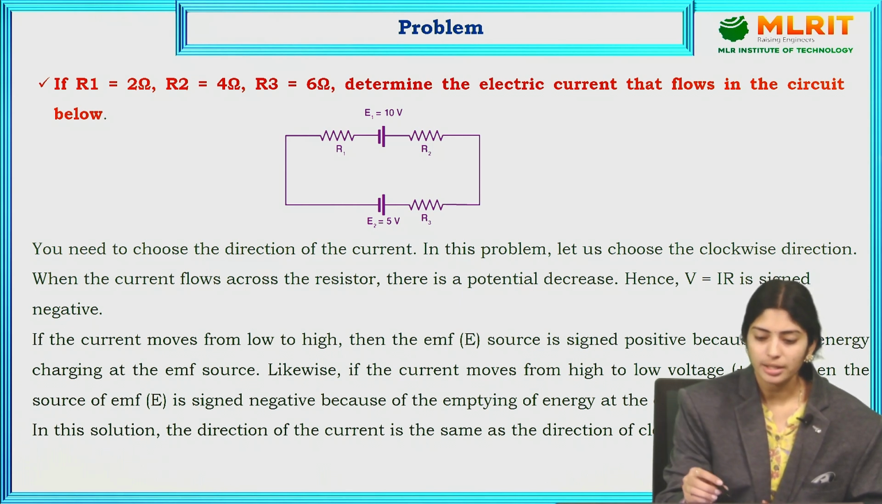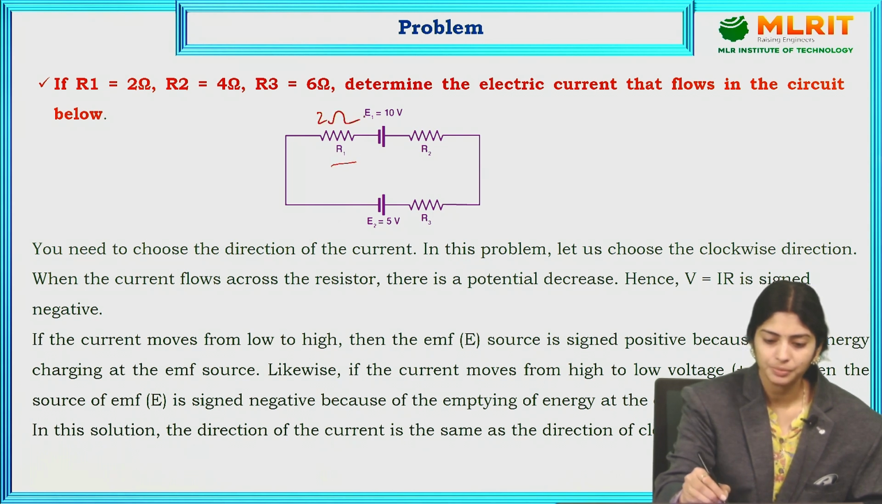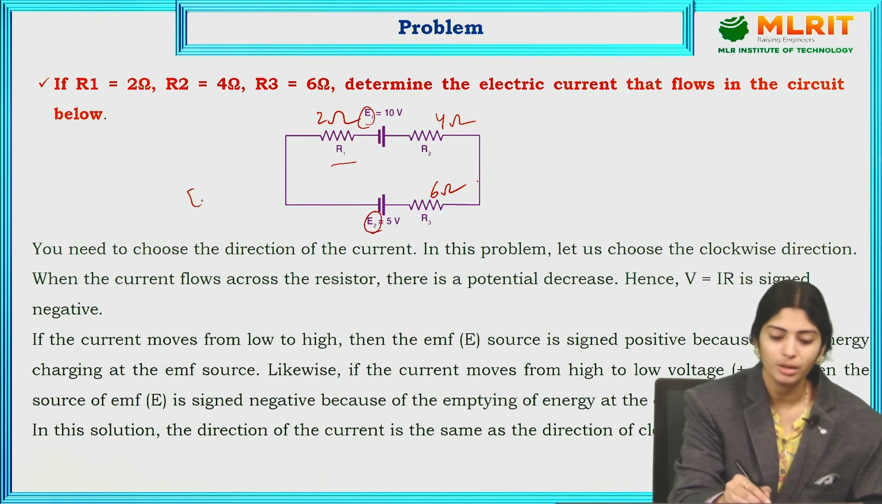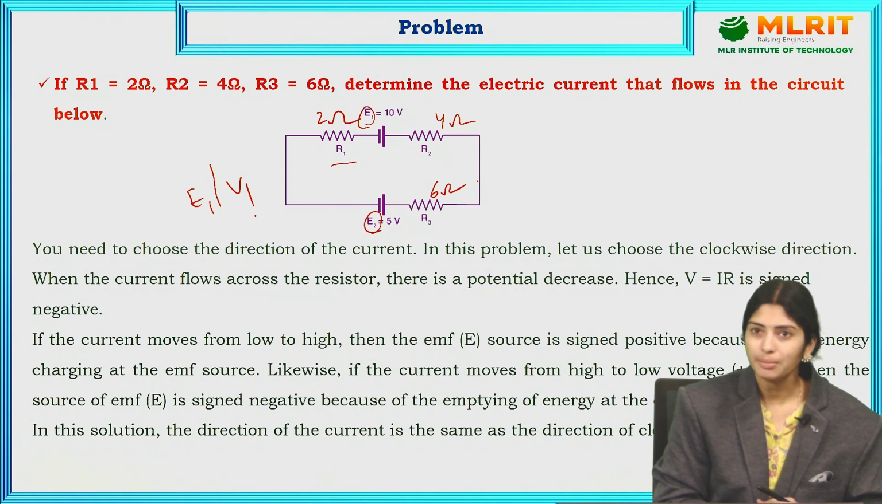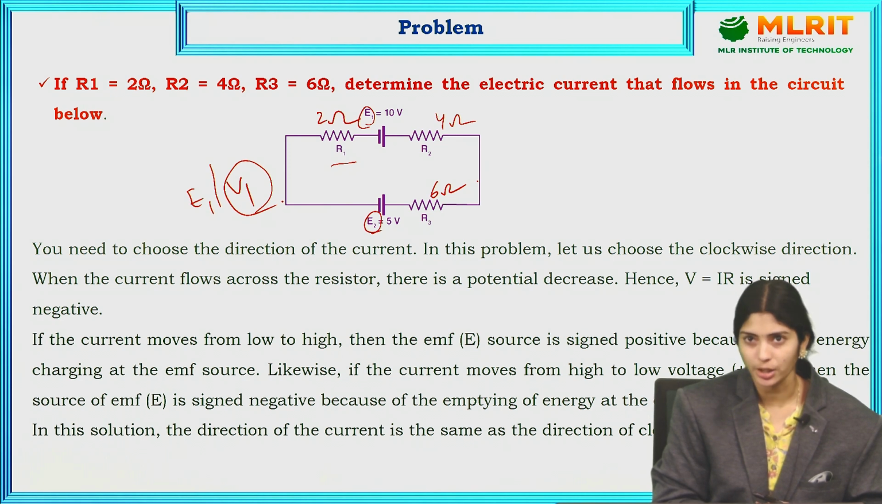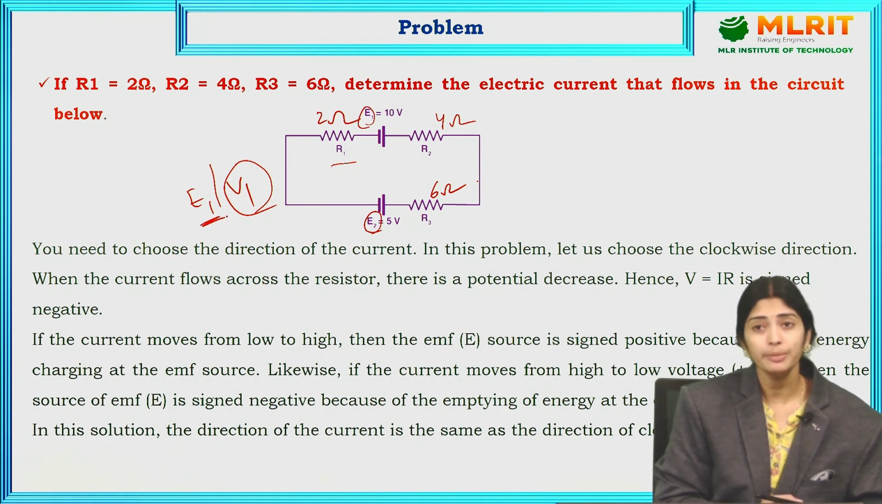Here this is the circuit. In this circuit they have given R1 as 2 ohms, R2 as 4 ohms, R3 as 6 ohms. These two are batteries. See here very carefully, batteries can be represented either by E1 or V1. Both represent a battery. E means EMF. What is EMF? What is voltage? Voltage is a force which tends to produce current in the circuit. EMF is also a force which tends to produce current in the circuit.